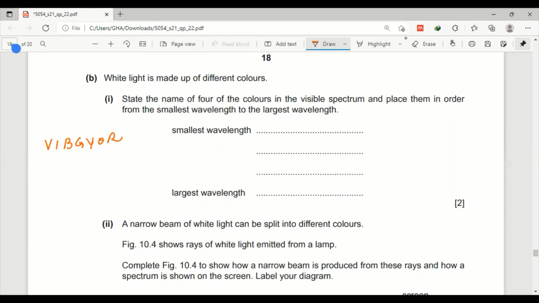We have to write any one. The smallest wavelength, this violet. Then indigo. Then blue. Then green. So we have to write only 4, 1, 2, 3, 4, but you have to write in order, any 4 from these 7.